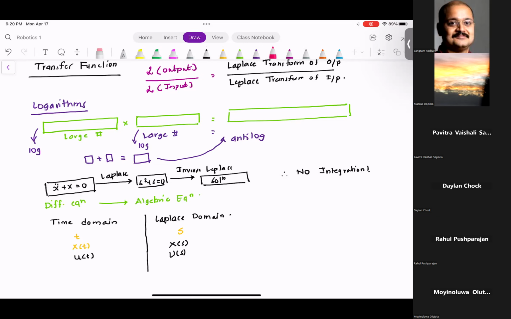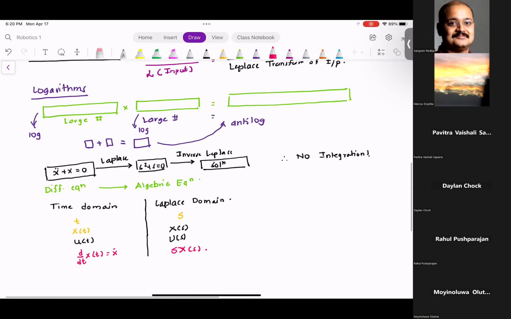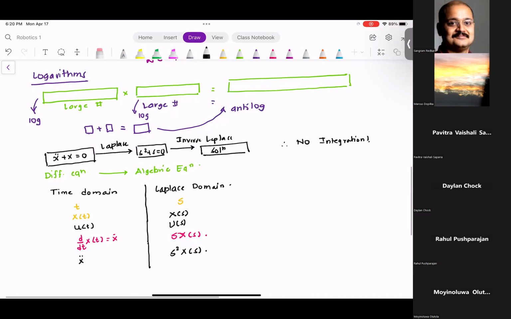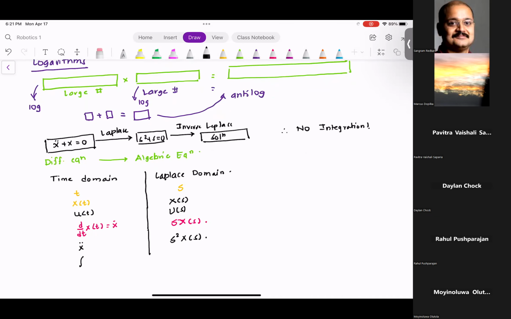And if you have x dot, d by dt of x of t, in Laplace domain this becomes s times x of s. So whenever you have a dot, that gets replaced by s. Now if you have x double dot in the Laplace domain, this is going to be s square x of s. If you are going to integrate, this is going to be 1 over s.